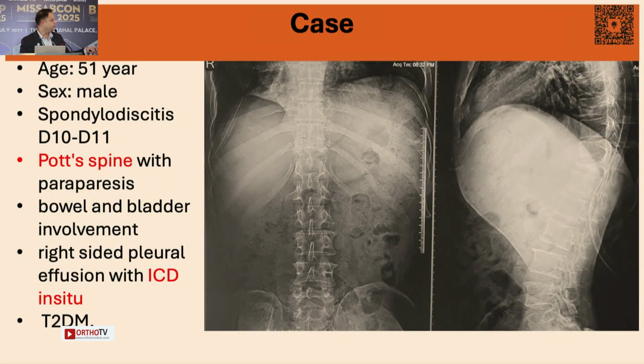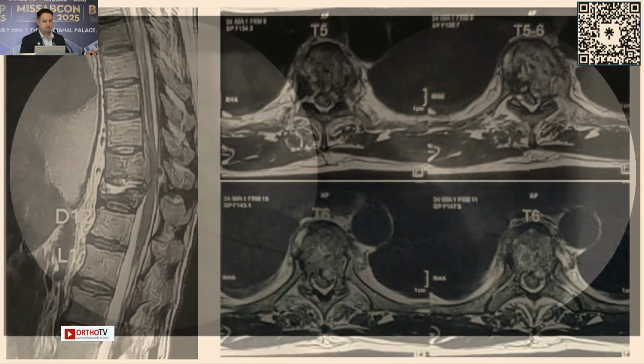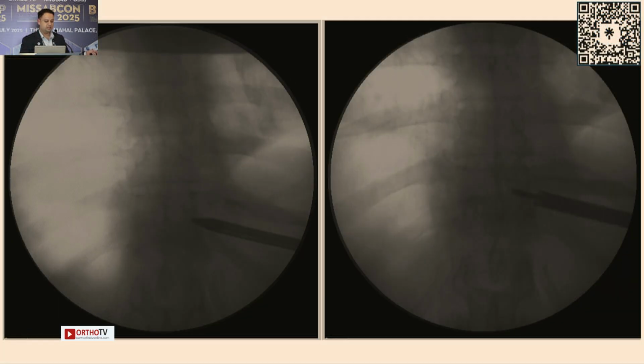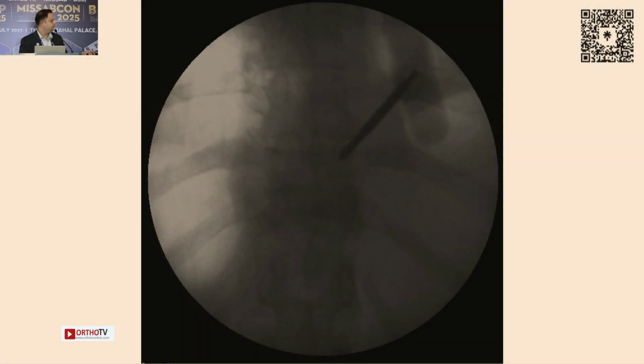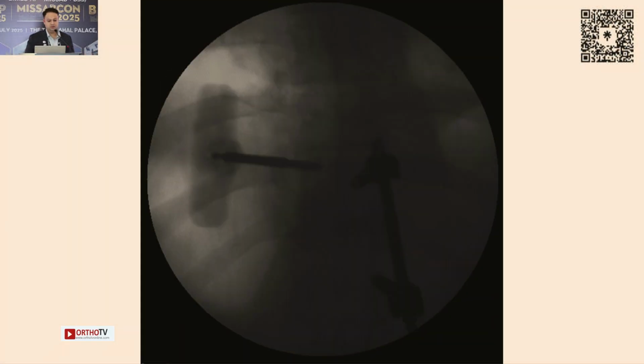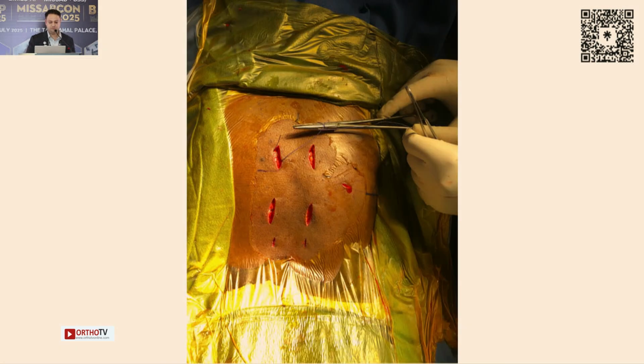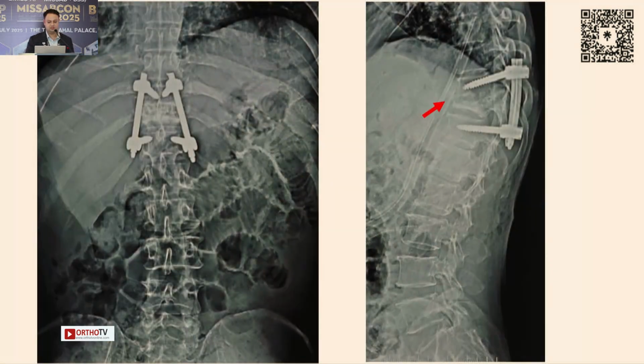Infections, again a Pott's spine case. You can see the patient has a chest tube. Nobody is going to give general anesthesia to this. Decompression, again with the help of an endoscope under local anesthesia. Fixation, again under local anesthesia. So you can see this.